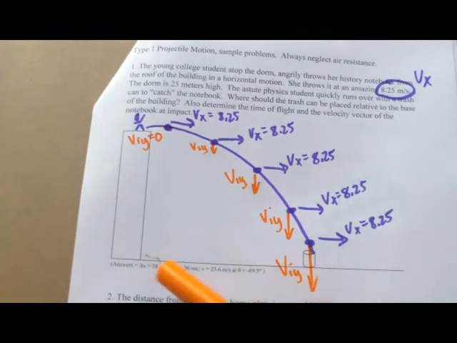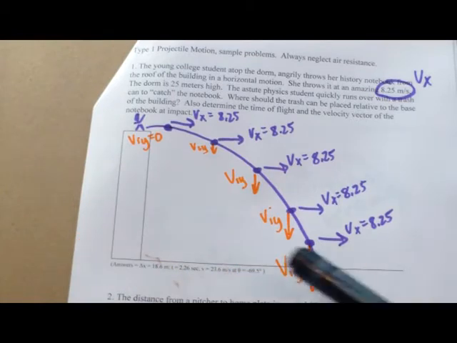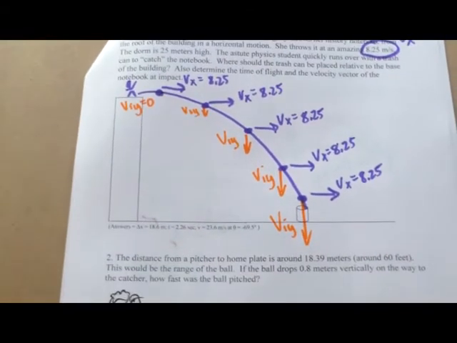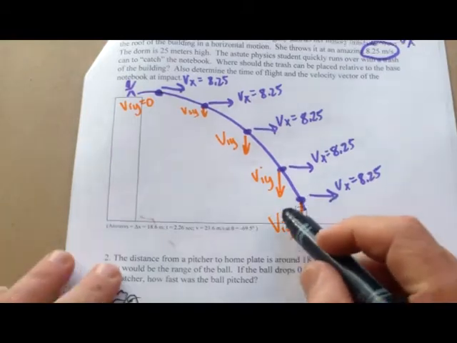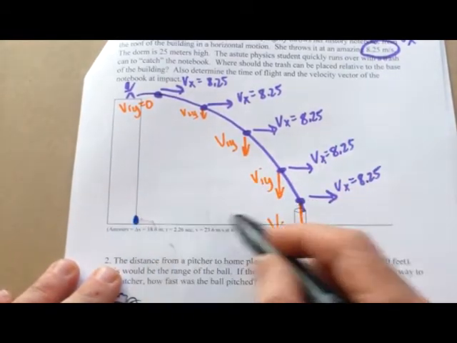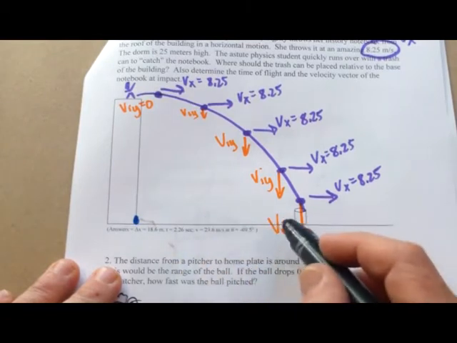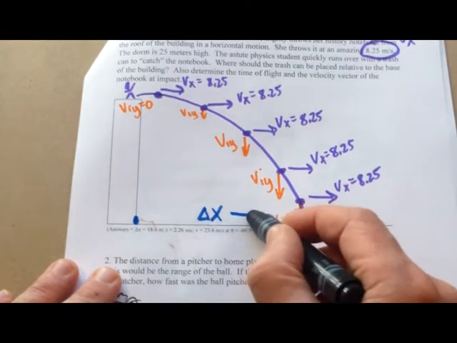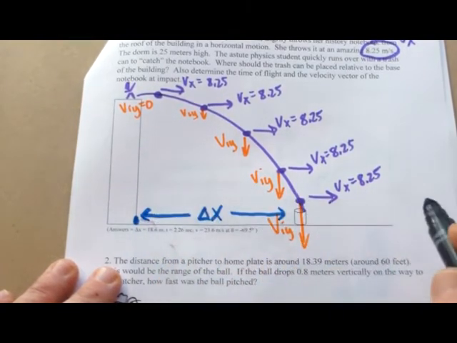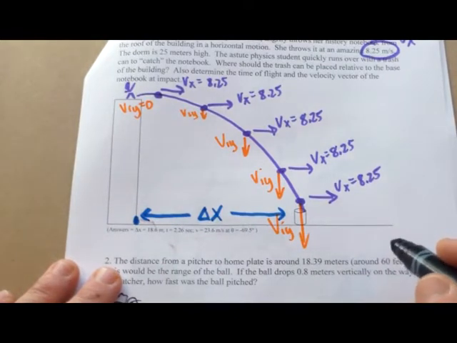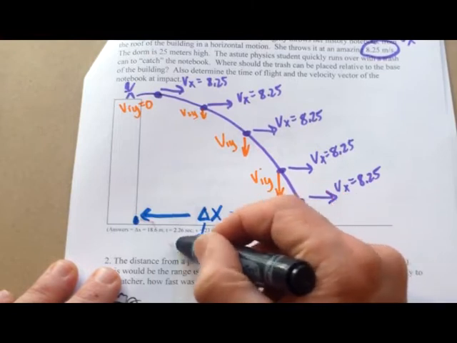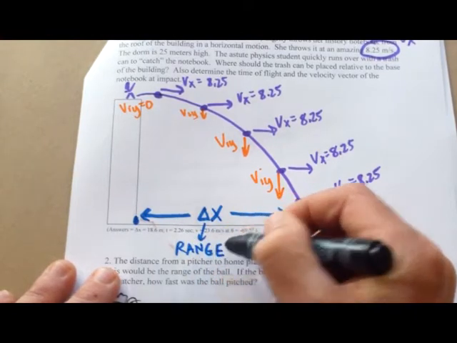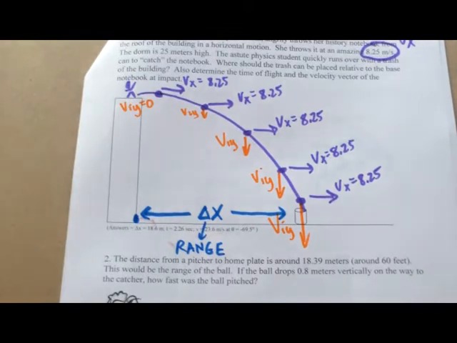Now, the physics student moves the trash can in a horizontal motion, right? That horizontal motion, or that distance horizontally, left or right, where that trash can has to be put, is really a delta x idea, right? That delta x idea, when we talk about projectiles or ballistics, that's called the range of the projectile. That's a horizontal idea, right?